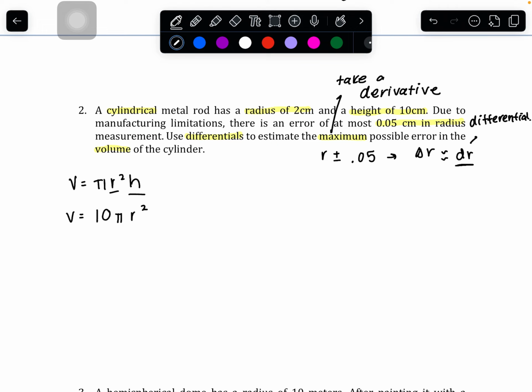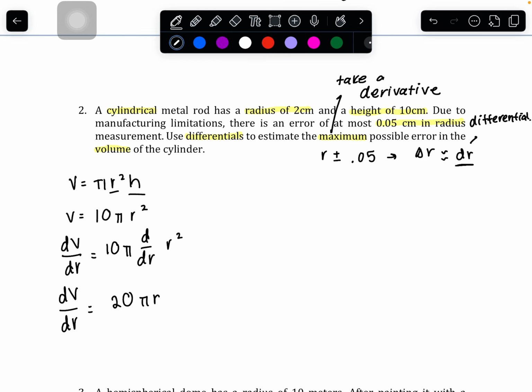Okay, so now we want to take the derivative because we want a maximum. So we're going to do dv/dr is going to be equal to 10 pi d/dr of r squared. So we get dv/dr is equal to 20 pi r, okay? Because the derivative of r squared is 2r, and I multiply that by the 10.